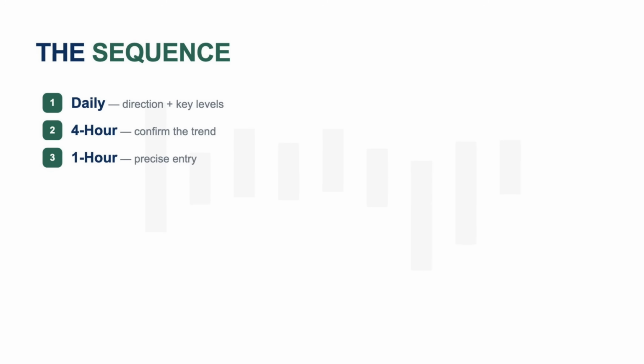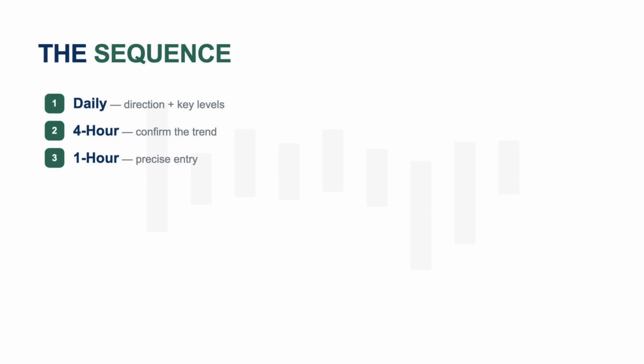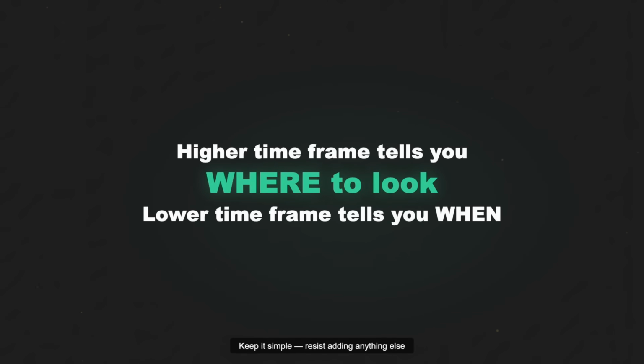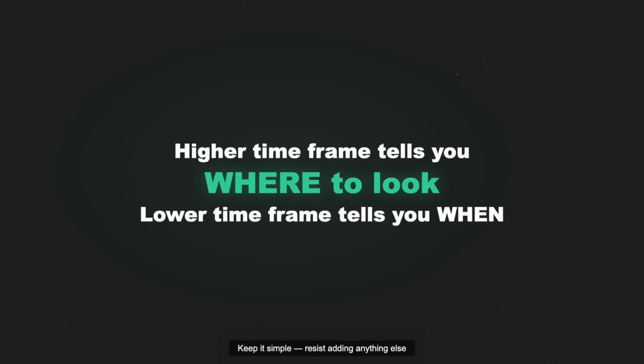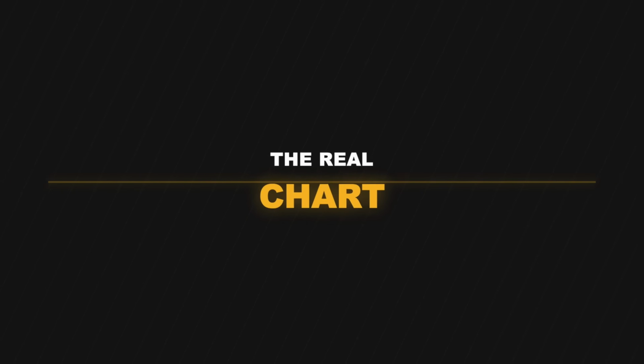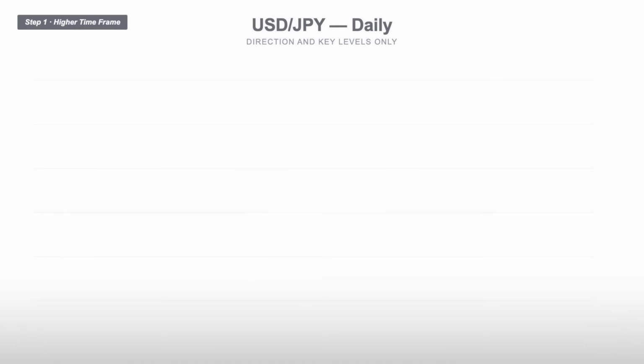Then we drop down. 4 hour, then 1 hour. Carrying that bias with us, and we look for a precise entry using the concepts we've just covered. The higher time frame tells you where to look and which way to face. The lower time frame tells you when to press the button. Keep it that simple, and resist the urge to add anything else. Now let's put all five together on a real chart.